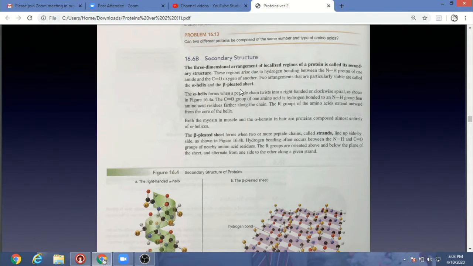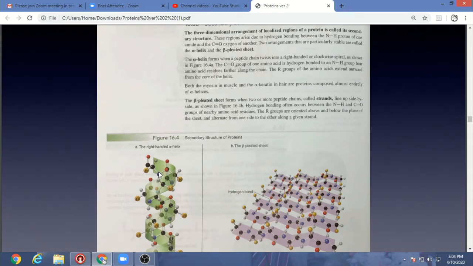This is going to be taking place all throughout the polypeptide chain, and this is what really dictates a lot of the structure of a protein. And so the alpha helix forms when a peptide chain twists into a right-handed or clockwise spiral, as shown in Figure 16.4. I know it's kind of hard to see here. This is on two-dimensional paper, and they're trying to show you a three-dimensional twisting, almost like you're going up a spiral staircase. You know, you're going around and then around and then around. So it's a spiral. It's a helix.